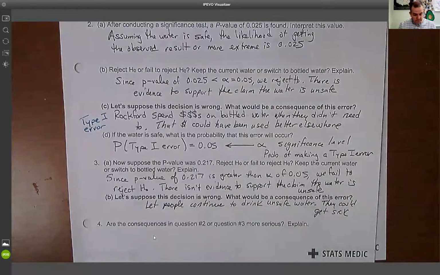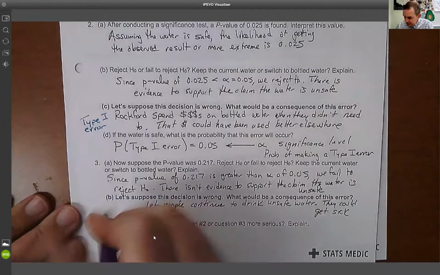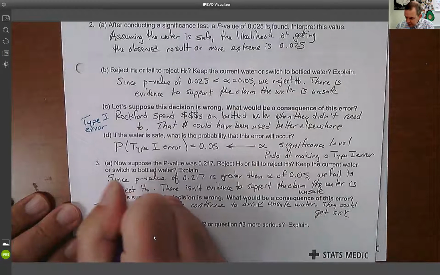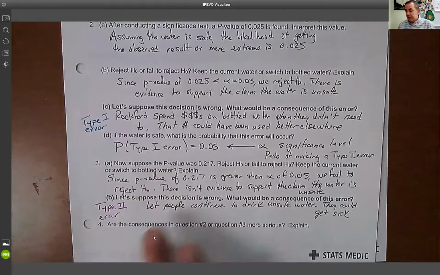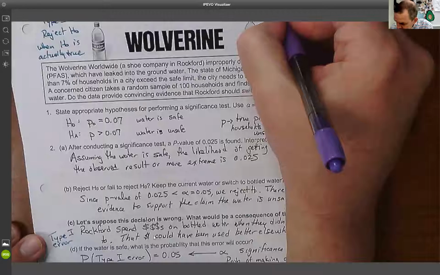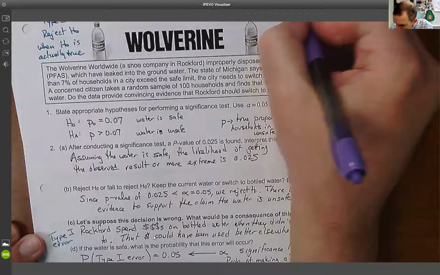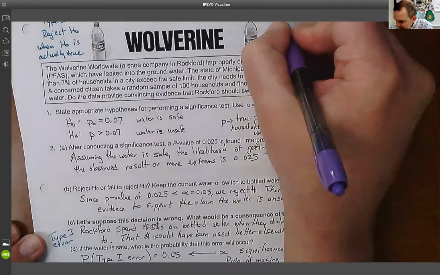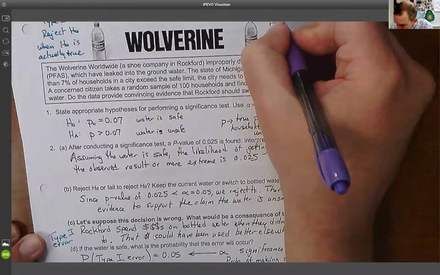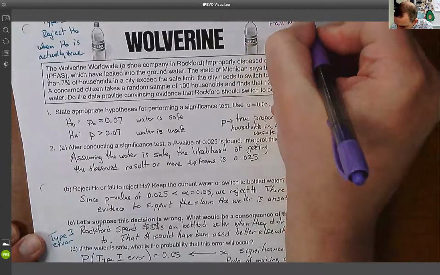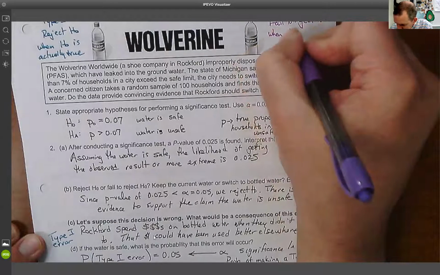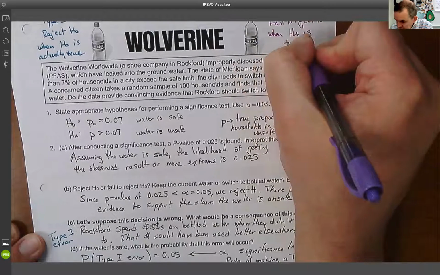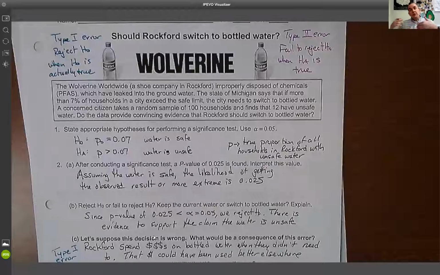And in this case, this guy has a name. This guy is called a type 2 error. A type 2 error is where I fail to reject the null when I should have. So a type 2 error is where I say I fail to reject the null when in actuality that alternative is true. So basically I should have concluded that the water is unsafe, but I didn't.